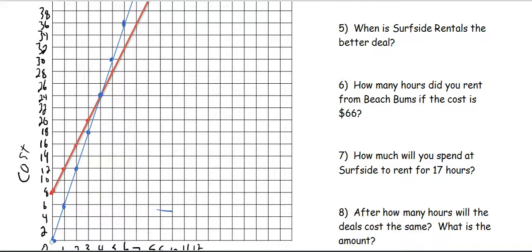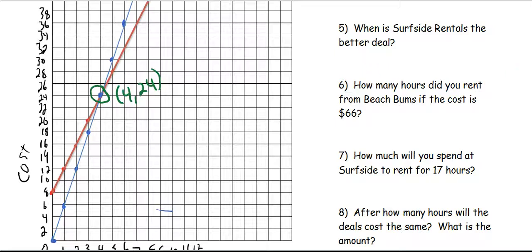The point at which our two lines cross, and let me just go ahead, I'm going to do that in green. That's this point right here. That point, which is (4, 24), is where they cost the same.